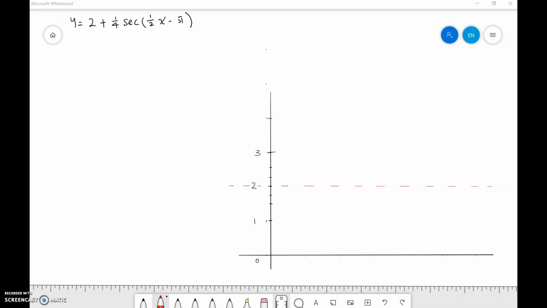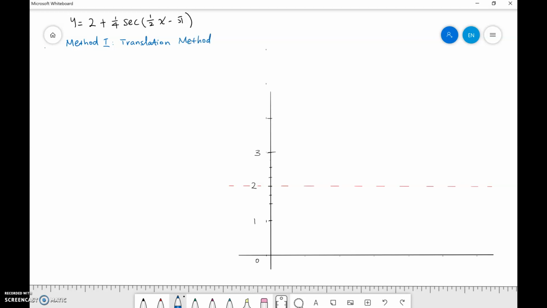Okay, so on Tuesday we're talking about graphing. I give you a graphing problem: y equals 2 plus 1/4 secant of (1/2 x minus pi). First, I'm going to use the transformation method to graph it, or I think our textbook calls it the translations method.